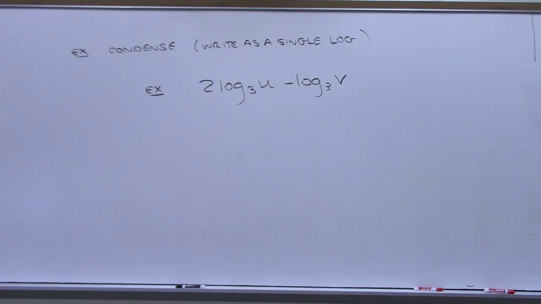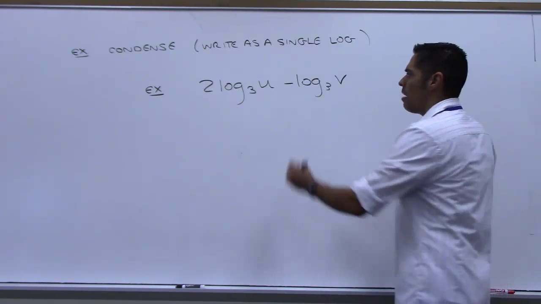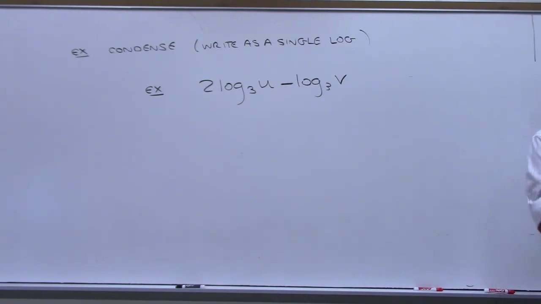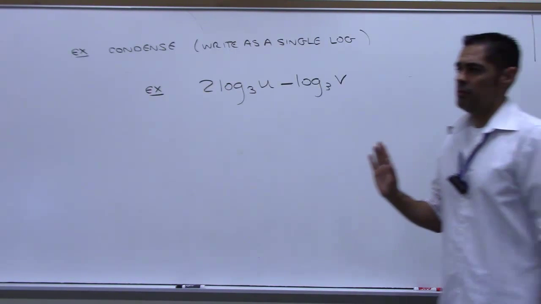How many logs do you see? We need one, right? So you might be thinking right now, I've got subtraction between two logs, so I can put it together, right? Subtraction between two logs goes together into one log, and it becomes division inside of one log, right? Except that there's one issue.